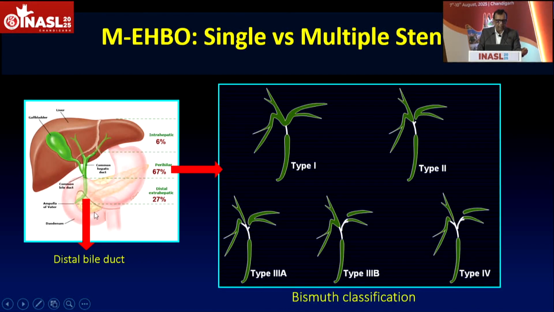For distal bile duct, which constitutes a significant proportion of patients, and then we have perihilar, which can be type 1, where the confluence is intact, type 2, type 3A, 3B, and 4. I'm not going to go into details. I'm not sure that you all know about it.